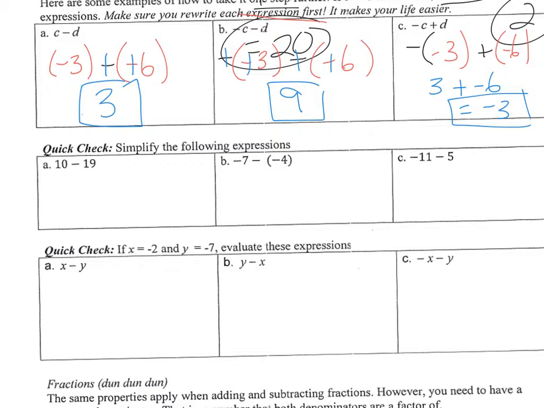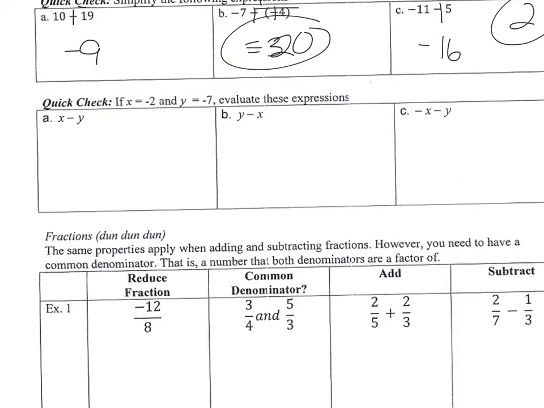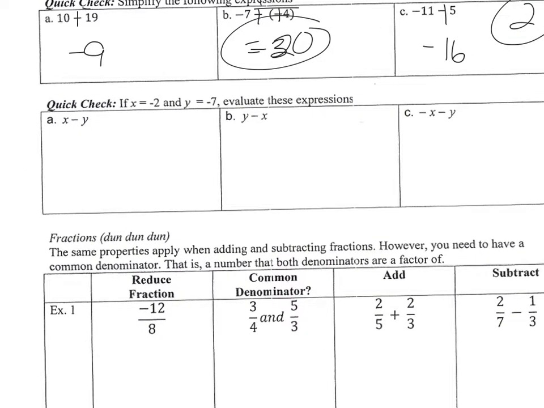So 10, this is going to turn into plus negative 19, which is negative 9, plus, add the opposite, this will turn into negative 3, plus a negative, negative 16. And then when I'm evaluating these, I want to make sure when I'm plugging in negatives, I put them in parentheses.